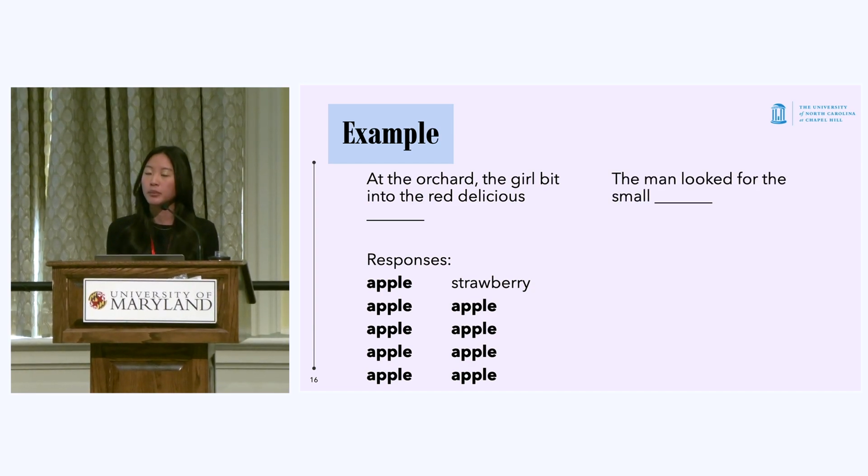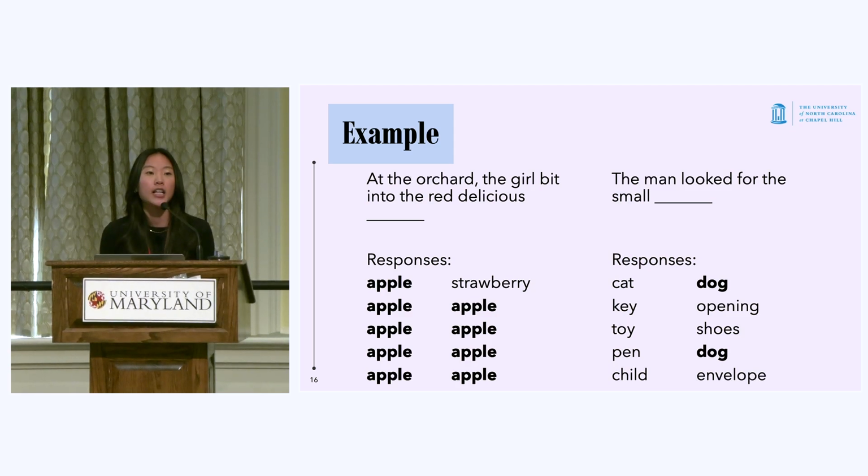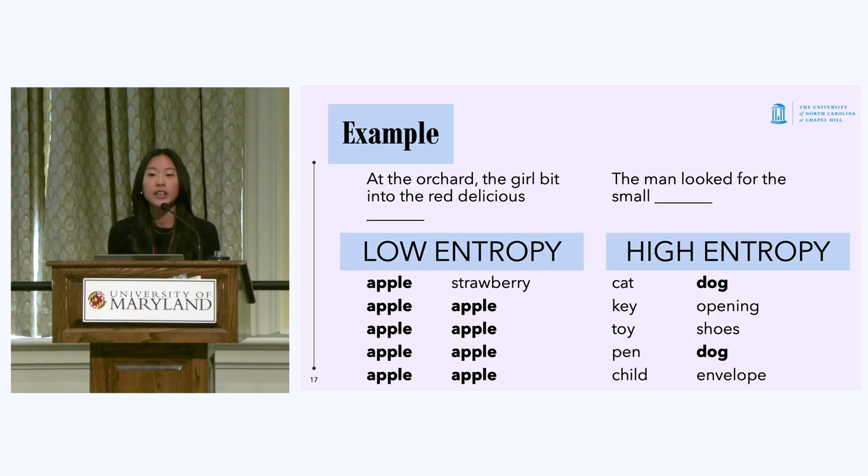Versus if I collected responses for the second context here, I'd expect a lot of variability, right? There might be some overlap. Multiple people might have said something like dog here, but for the most part, there's going to be lots of variability. So this really highlights a low entropy example on the left, which is a very constraining context, compared to a high entropy example on the right, which is a very neutral context.